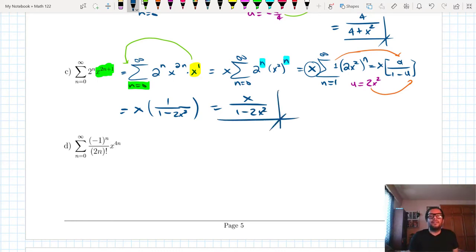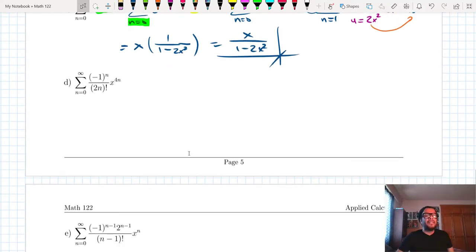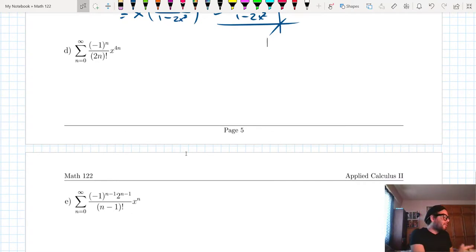If for fun you want to do it backwards to see if you get the same series, try it like the exercises that we did before we moved on to this. Letter D. What about letter D?